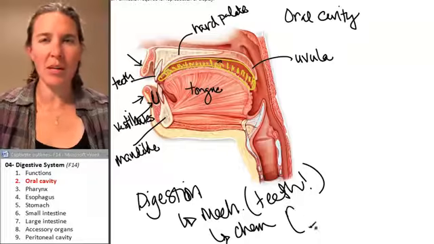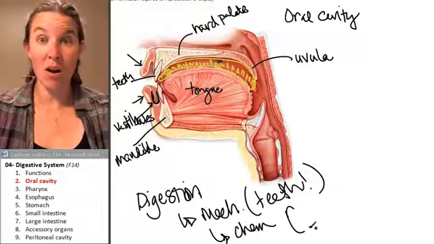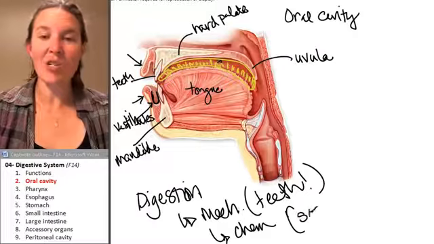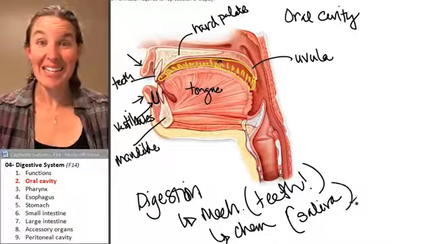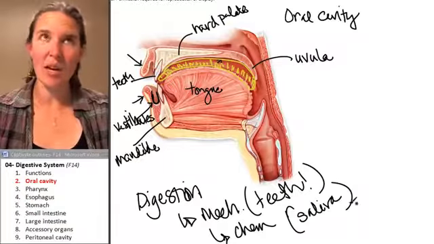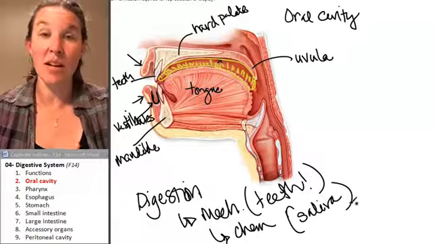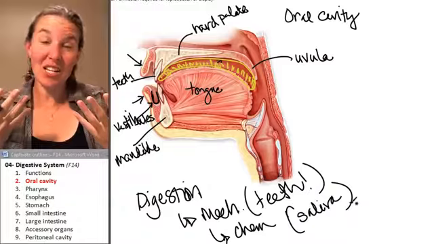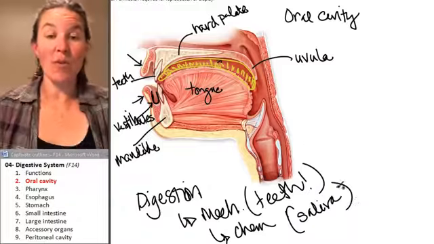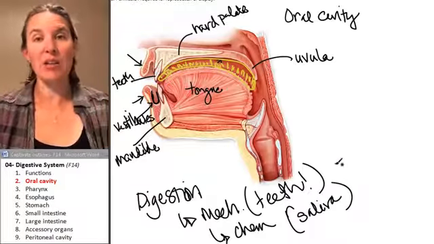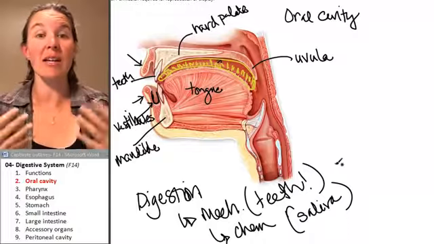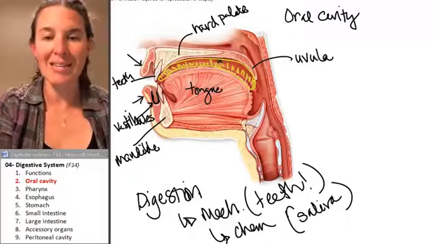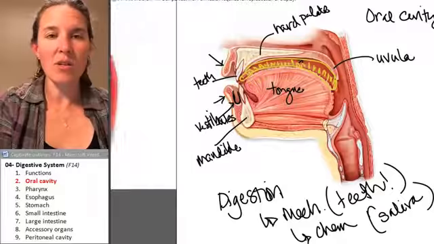Really? There are chemicals being added into your mouth that are digesting your food? Indeed, it is so. Your saliva contains digestive enzymes. It contains one digestive enzyme called salivary amylase that breaks down starch. And so chemical digestion actually begins in your mouth. There are 3 pairs of salivary glands that contribute saliva, and we're going to look at those. I think first on my list is to look at teeth. So let's check out that.